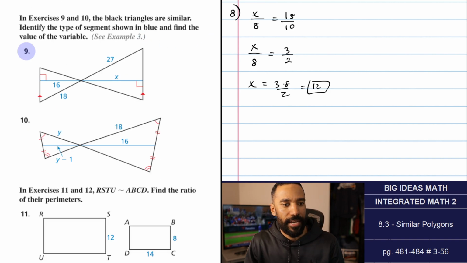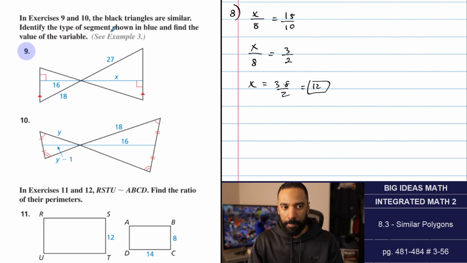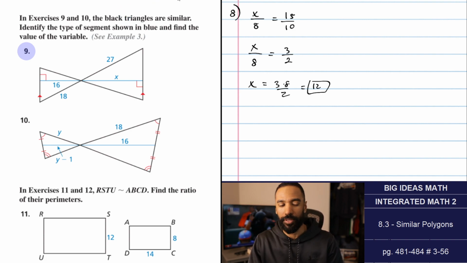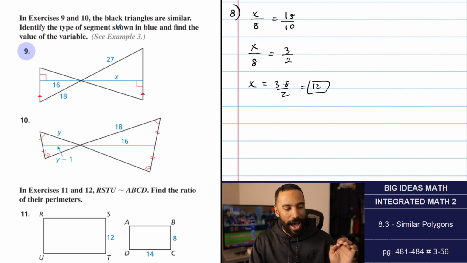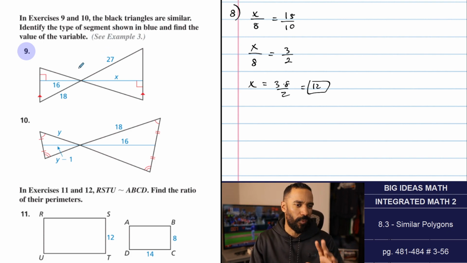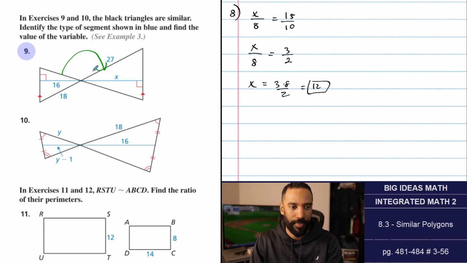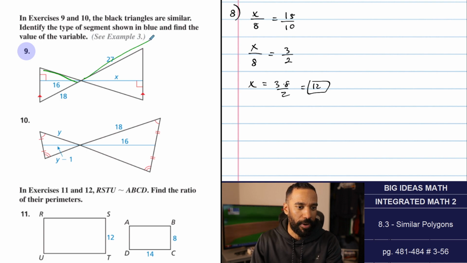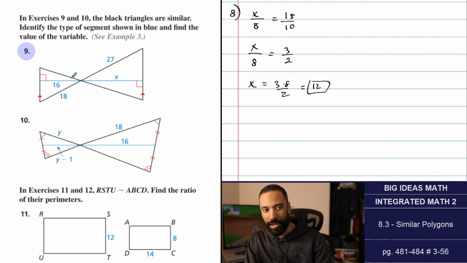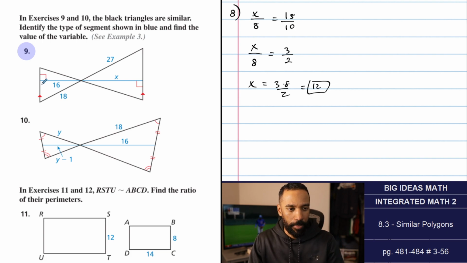Okay, in exercises 9 and 10, the black triangles are similar. Identify the type of segment shown in blue and find the value of the variable. Okay, the type of segment is called an altitude. But let's go over... Here's what I really like about this problem: they say things are similar, but they really hide away which parts are supposed to represent what, unless you really know what you're looking at. Like, it looks like this is a rotation and a dilation and things like that. But these two parts don't correspond here. And the reason I know that is because of how they're representing things.